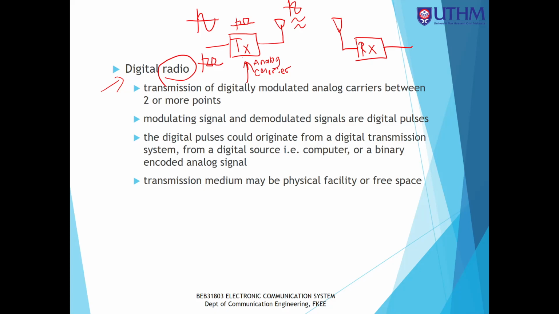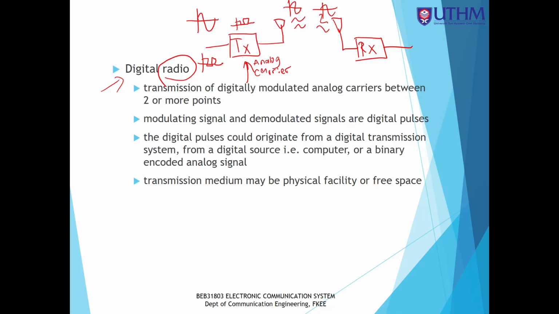Contoh, you punya mobile phone. Your mobile phone is a good example of this digital radio, where everything is processed in terms of digital. Semua benda diproses dalam bentuk digital. But when it transmits, the wave is electromagnetic wave, so the wave is analog. Okay, there's no wave in digital, so the wave is analog but carries the digital information. Okay, so you transmit the wave, electromagnetic wave. So this is analog. Contoh yang lain, Astro, for example. Astro is a digital TV.